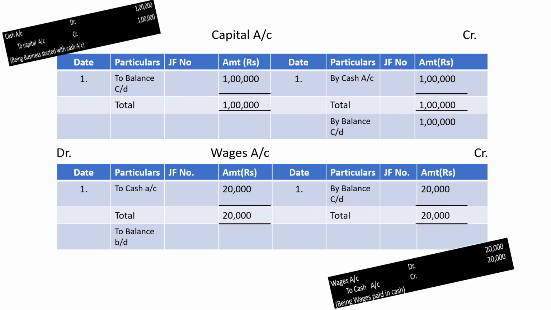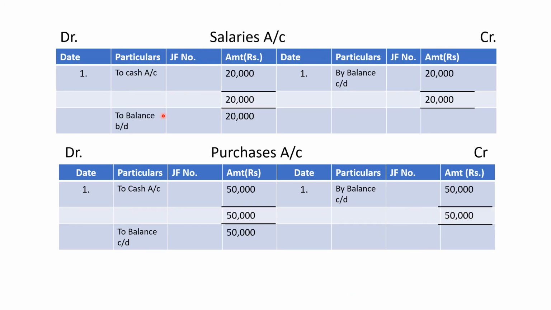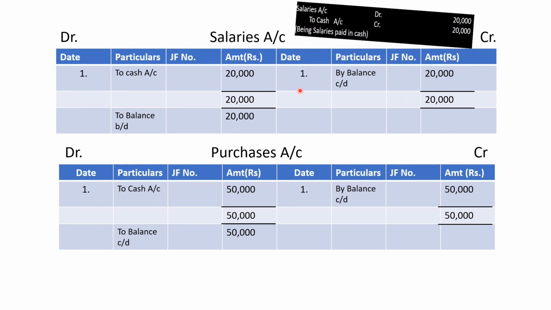Done. Next. This is salaries account and purchases account. Now we'll see how this salaries and purchases account has been posted. So the journal entry is salaries account debit 20,000 to cash account credit 20,000. We need to go to salaries account debit side first. Yes, go to salaries account debit side. Write down to cash 20,000. This is about salaries. And in cash account we have already posted about the salaries.